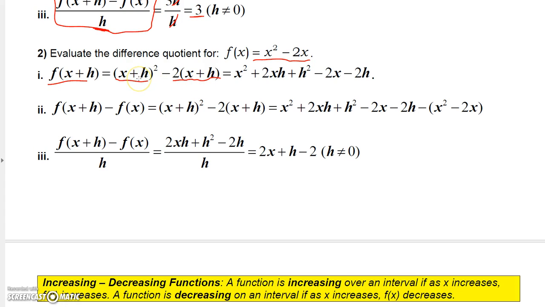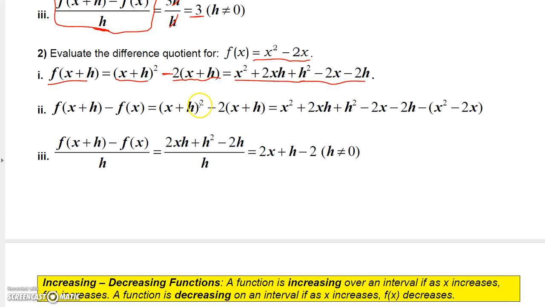And again, you know how to square a binomial, so when I square x plus h, I'm going to get 3 terms. I'm going to get x squared plus 2xh plus h squared. And then this is going to be 2x plus 2h, but I'm going to subtract. So I actually have minus 2x minus 2h. Okay, so that's the rest of it. So that's f of x plus h.